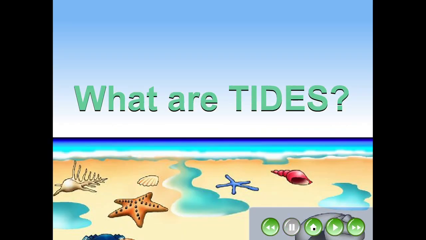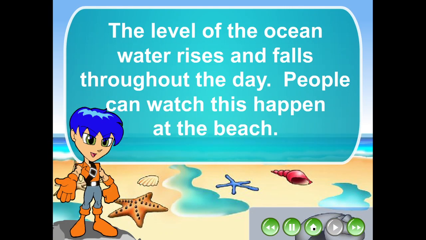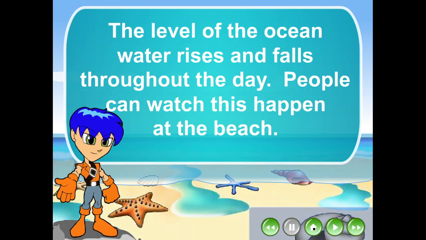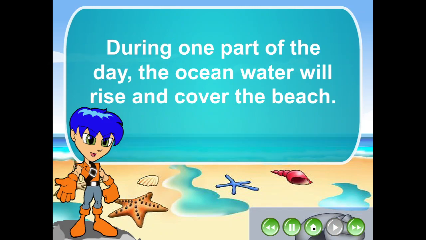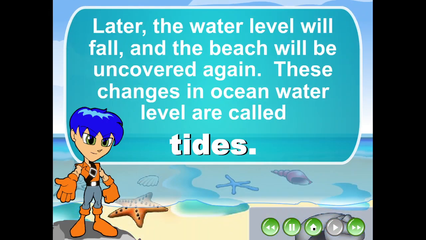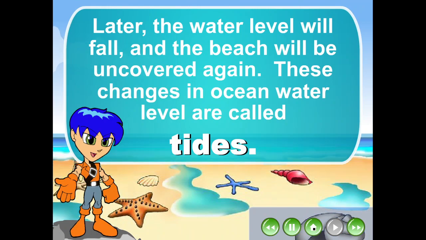...are tides. The level of the ocean water rises and falls throughout the day. People can watch this happen at the beach. During one part of the day, the ocean water will rise and cover the beach. Later, the water level will fall and the beach will be uncovered again. These changes in ocean water level are called tides.